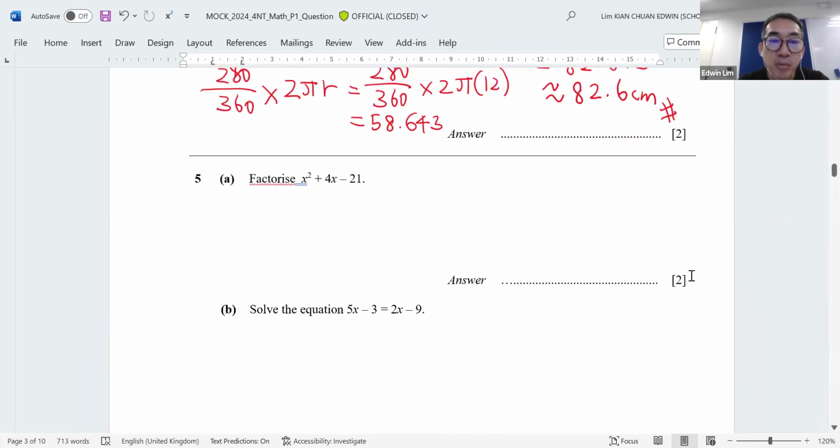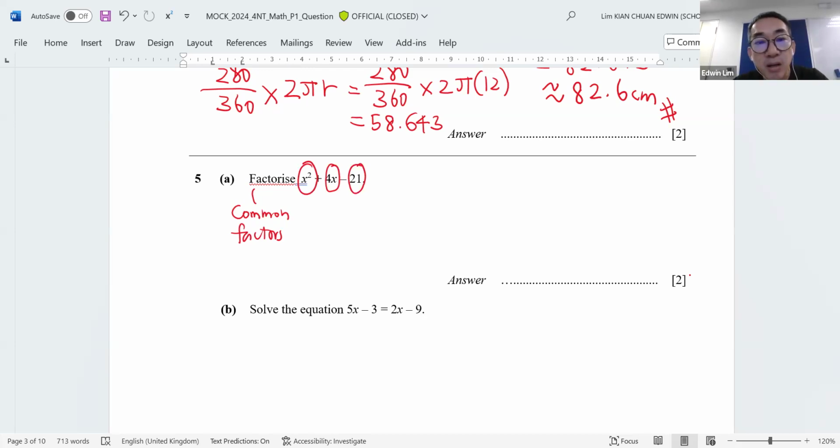Question 5 now. Factorize. The moment you see the word factorize, it means I will have a common factor. You must remember this format. X squared plus 4x minus 21. This is with square. Next one with x. And the last one with a number.